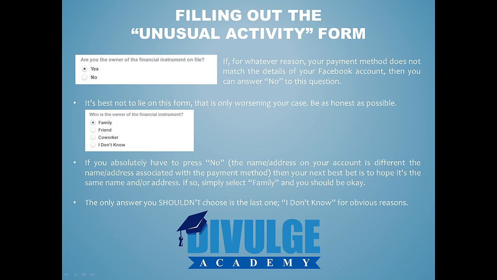So if you absolutely have to press no, meaning the name or address on your account is different than the name and address associated with the payment method, then your next best bet is to hope that the same last name or address. If so, you can simply select family and you should be okay. Now, the only answer you really shouldn't choose is the last one that says I don't know, and that's for obvious reasons I don't really need to get into.